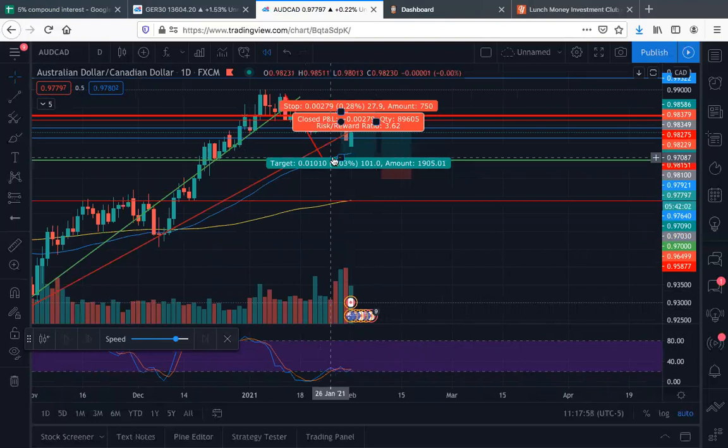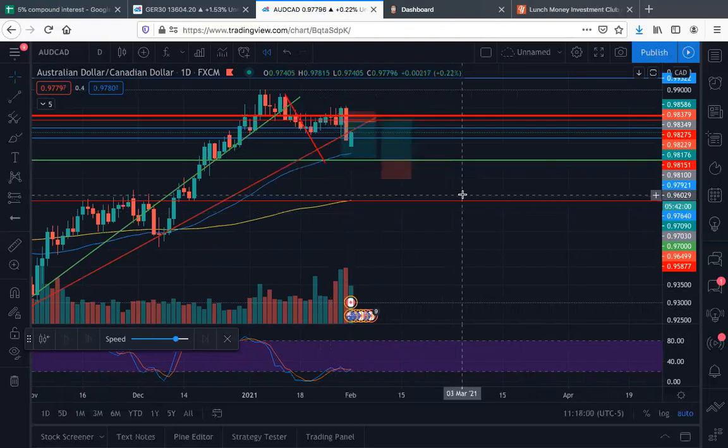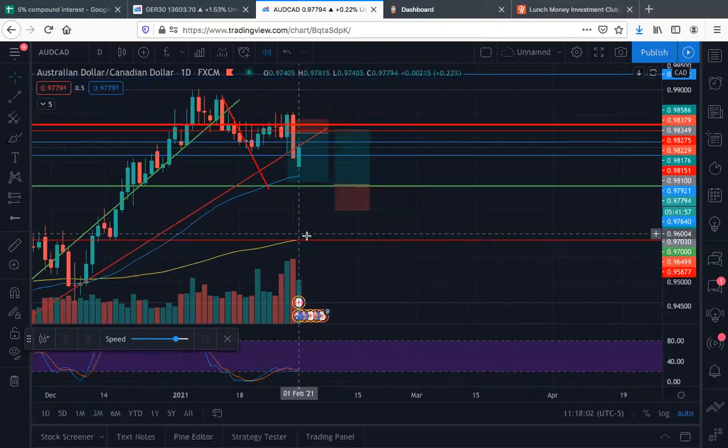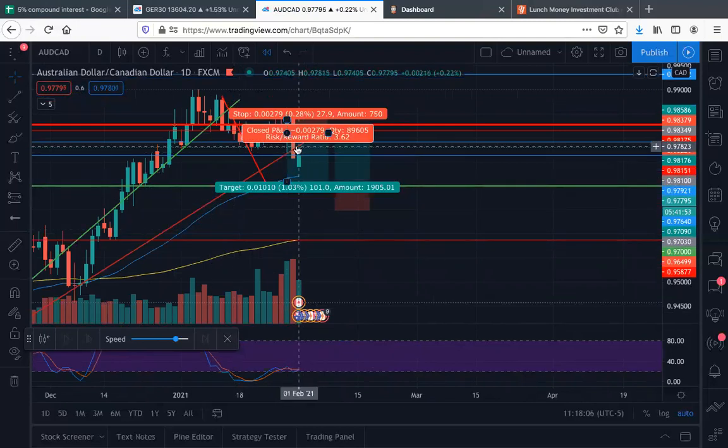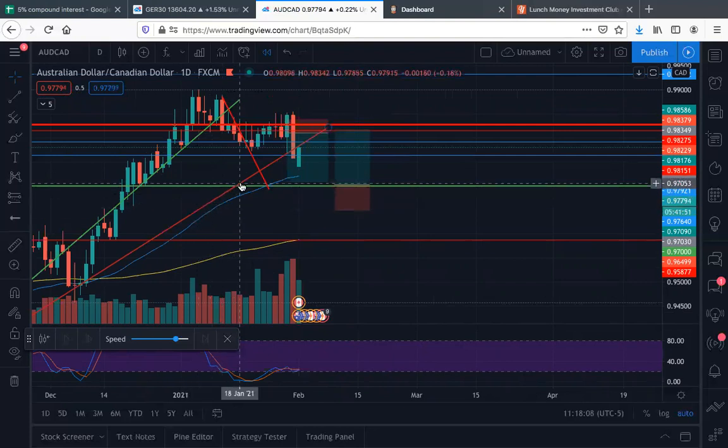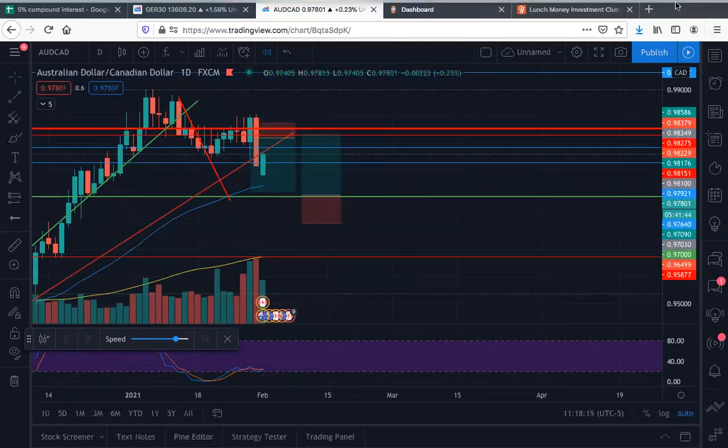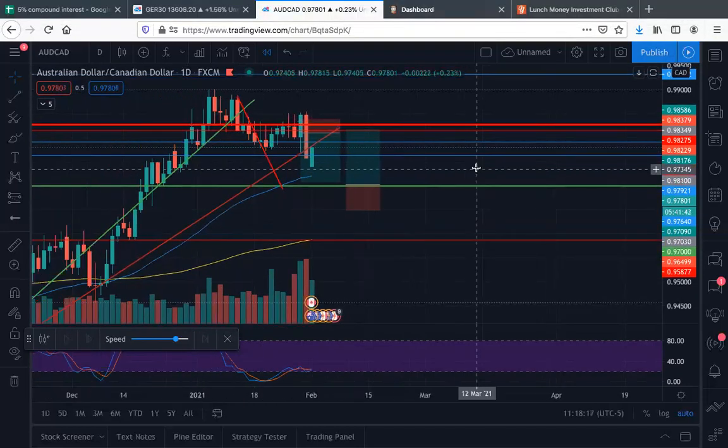Almost hit the 50 period moving average on the daily, not quite, but we do see that we ended up getting a break, and it looks like we may even be getting a retest of our outer trend line. So that's another sell indication. And then we're right here at 11:18, like 11 o'clock.